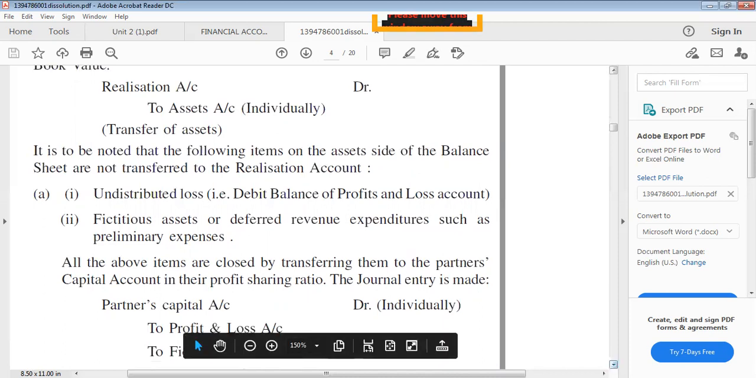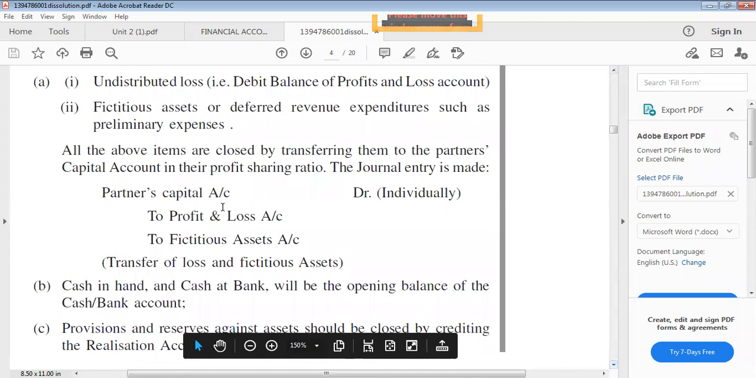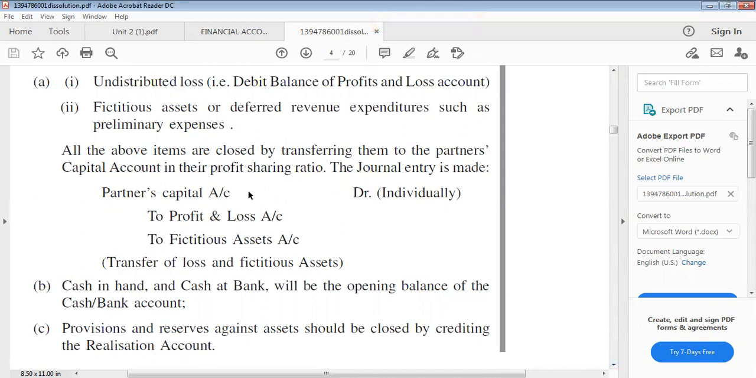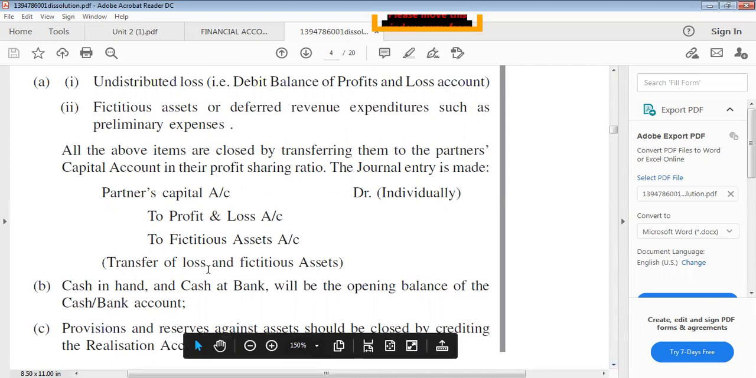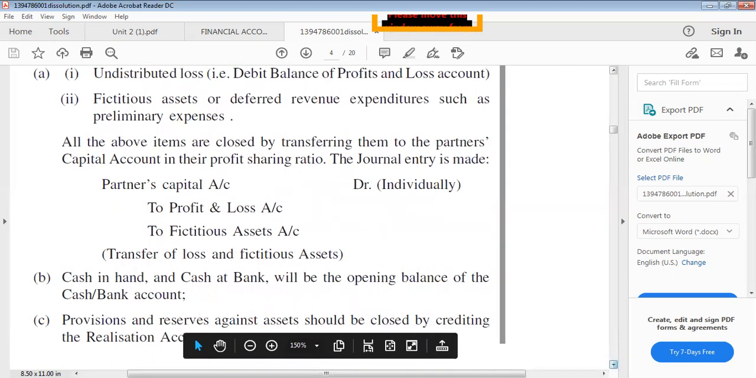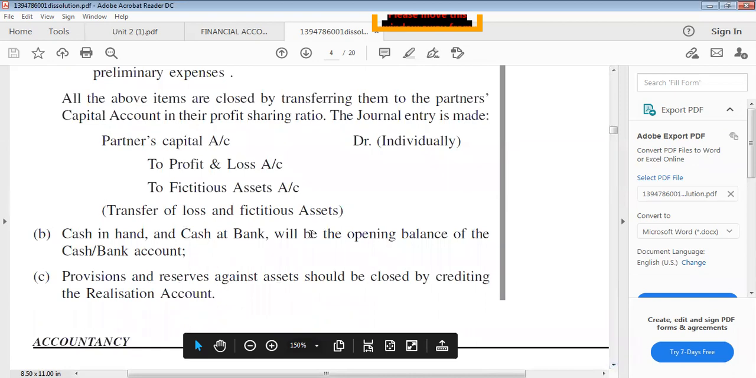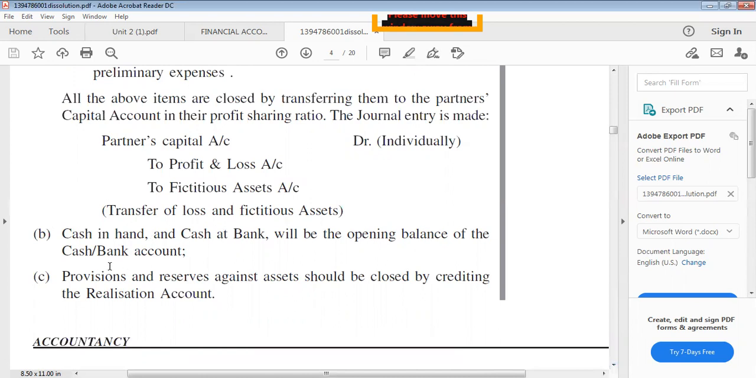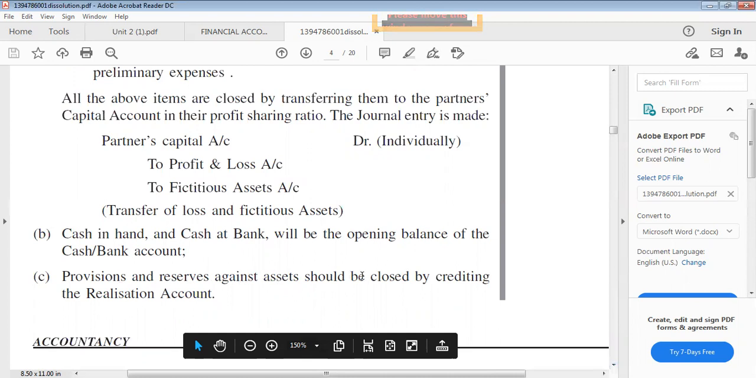All right? The journal entry is made like this: debit partners' capital accounts individually, and then credit profit and loss account and credit fictitious assets account as well. All right? Transfer of loss and fictitious assets. Cash in hand and cash at bank will be the opening balance of the cash and bank account. All right? Provisions and reserves against assets should be closed by crediting the realization account.